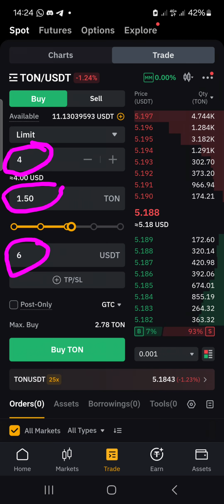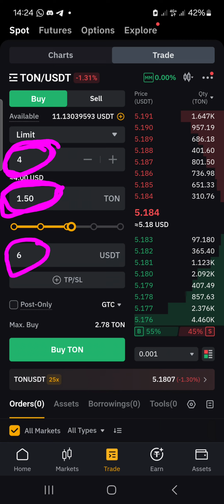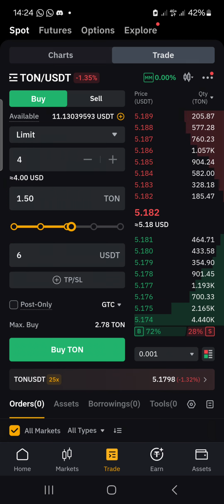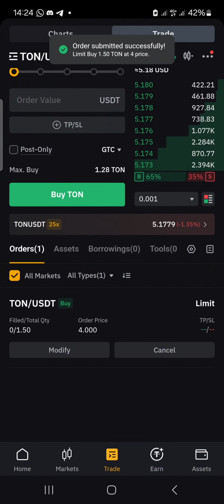Then the market is now telling you that your $6 is going to get you 1.5 TON if TON starts trading at $4 and I buy for you. So you can now say, fine, this is fine by me. What you do after inputting all these details is hit the buy TON button, hit it again, and your order has now been placed.